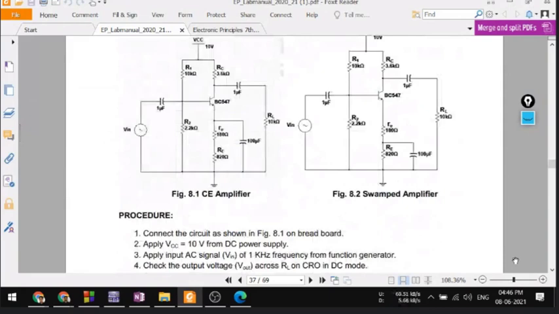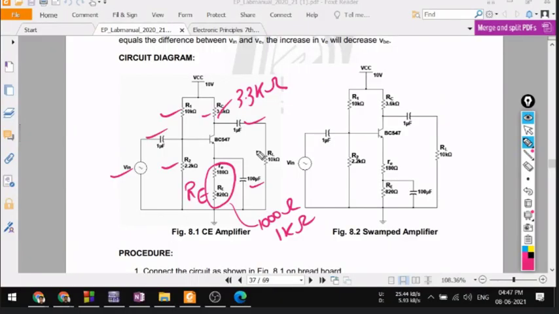1 microfarad coupling capacitor. Here also a coupling capacitor. And they have extra attached RL, which is nothing but the load resistance. Initially it was infinite, but here they have taken 10 kilo ohm, so not to worry. The rest of the circuit, VCC and all that, is almost the same. So let us go for this circuit.